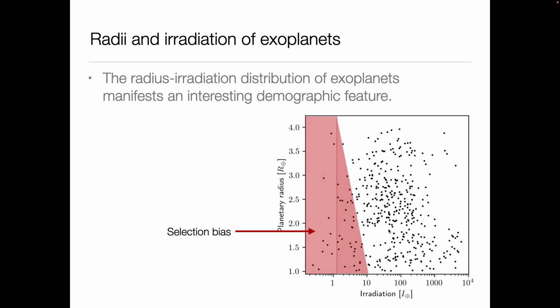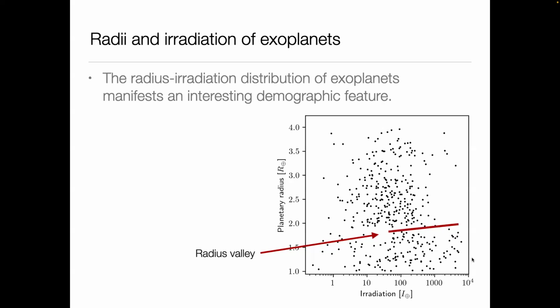So far, this part of the plot has been explored much more in detail because we are more sensitive to them, especially on the right-hand side. These are really close in, so very easy to find around stars. And one thing you might see is that there's actually a demographic feature here. We call that the radius evaporation valley. It's one of the most important findings of exoplanet research.